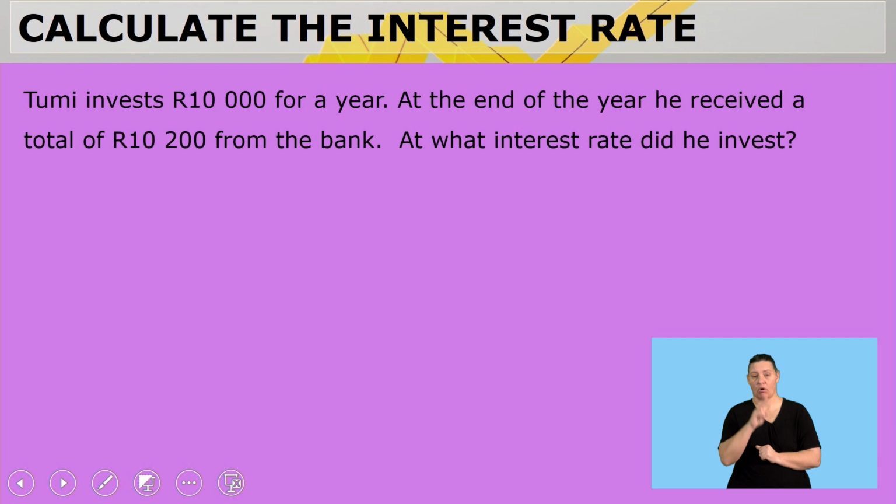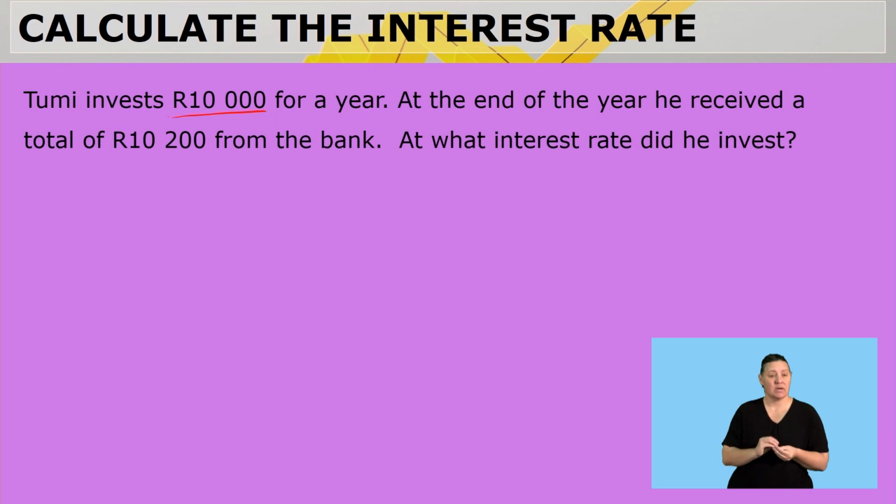Let's look at an example. Tumi invest 10,000 Rand for a year. At the end of the year, he received a total amount of 10,200 Rand from the bank. At what interest rate did he invest?